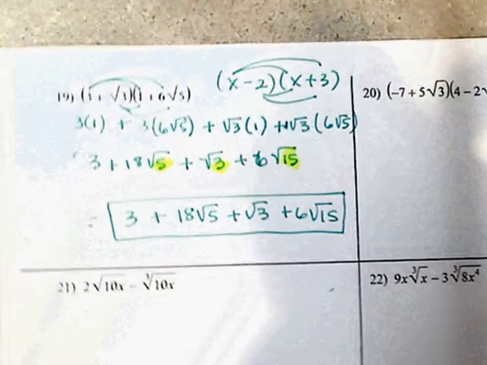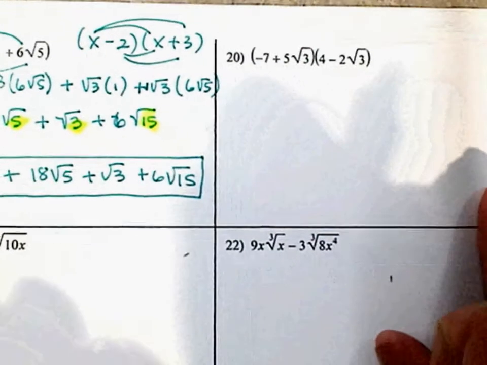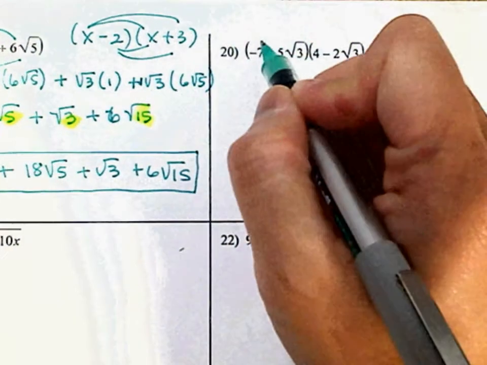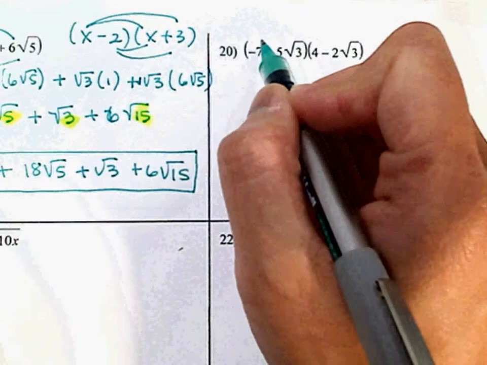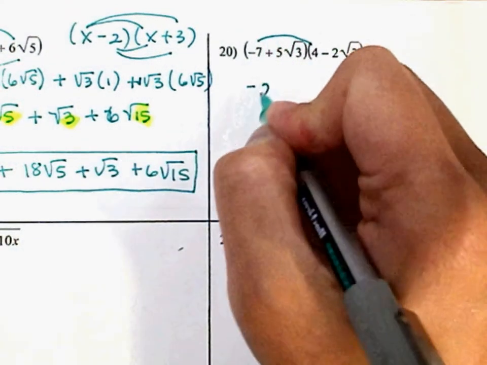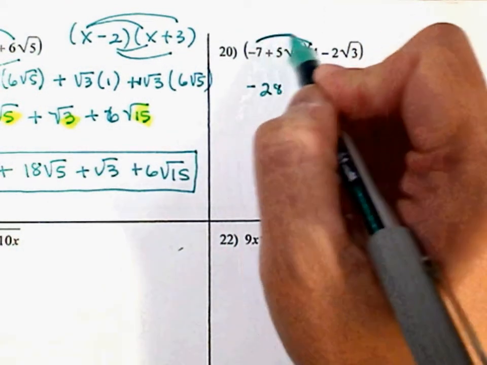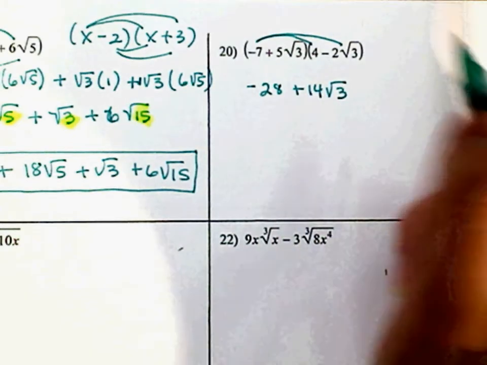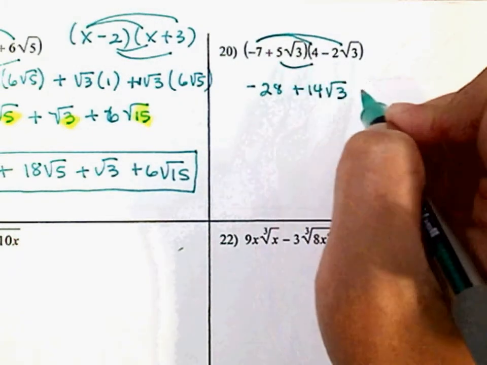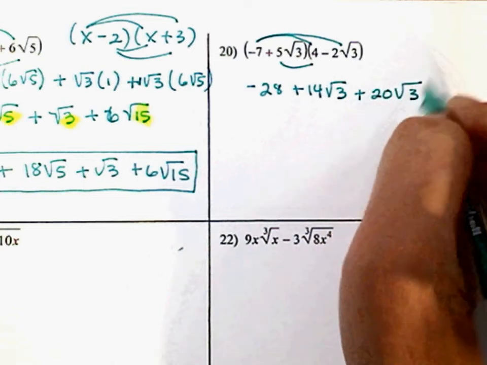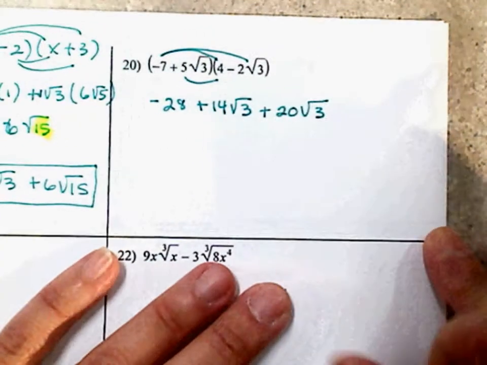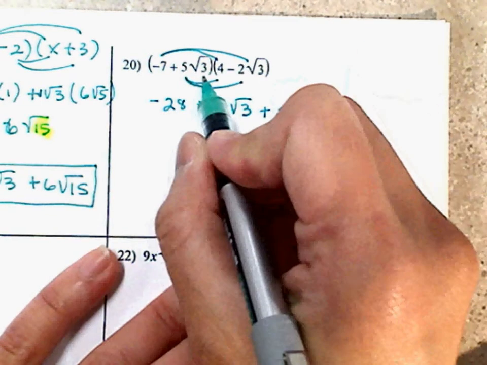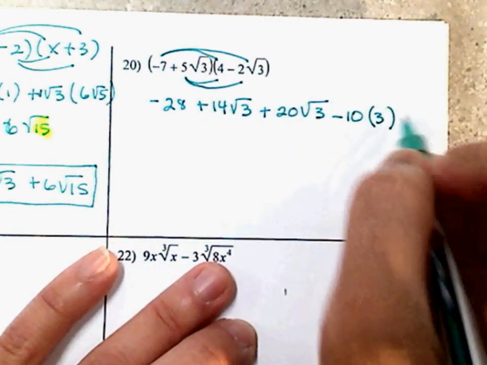On number 20, okay? Same concept, you got a binomial times a binomial, you are also going to multiply. Now this time I'm going to skip this part and just do the math. Negative 7 times 4 is negative 28. Negative 7 times negative 2 is positive 14. Carry over your square root of 3. Inside term, 5 times 4 is positive 20. Carry over your square root of 3. Last term, 5 times negative 2 is negative 10. Square root of 3 times the square root of 3 is just 3 because it's a square root of 9.